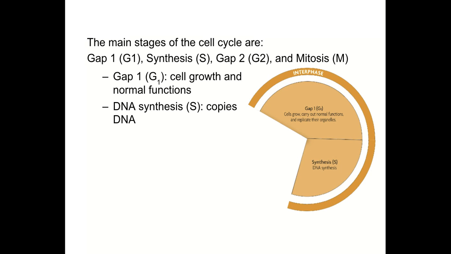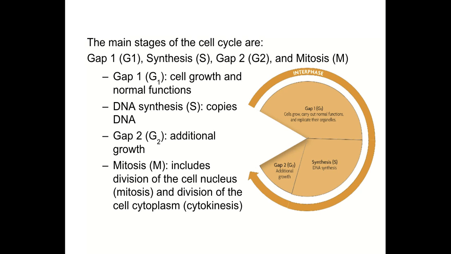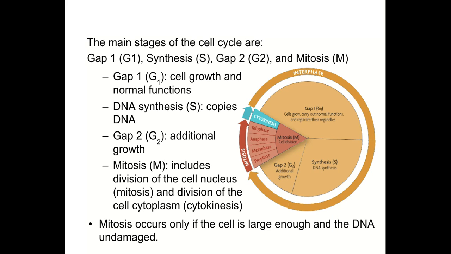During gap 1 or G1, this is where the cell grows and does normal cell things. During synthesis, S, the DNA is copied or synthesized. During gap 2 or G2, the cell undergoes additional growth and really prepares for nuclear division. During M or mitosis, the division of the nucleus occurs as well as the cytoplasm. So the division of the nucleus is called mitosis, and the division of the cytoplasm is called cytokinesis.